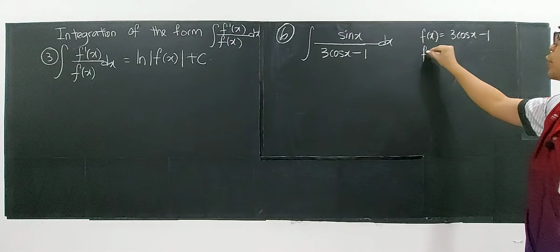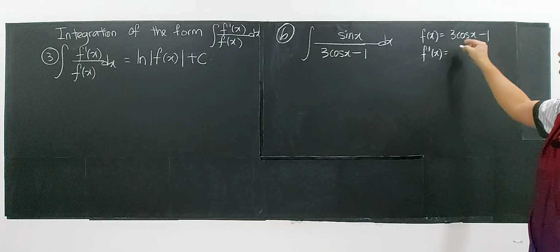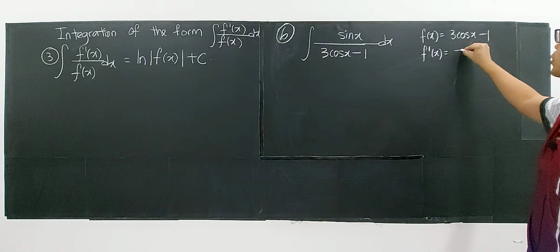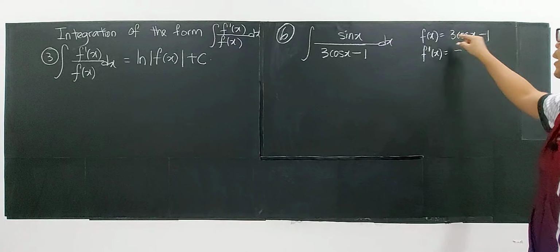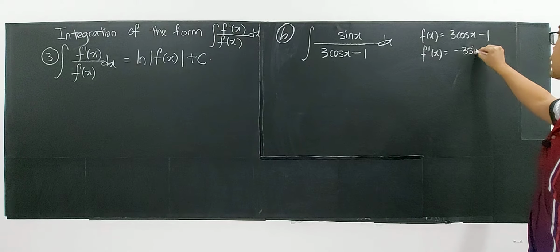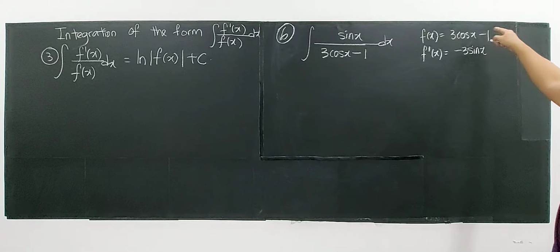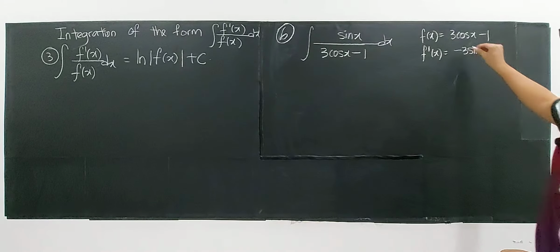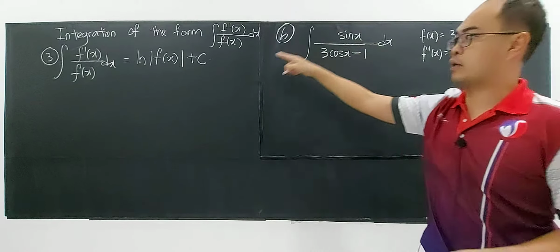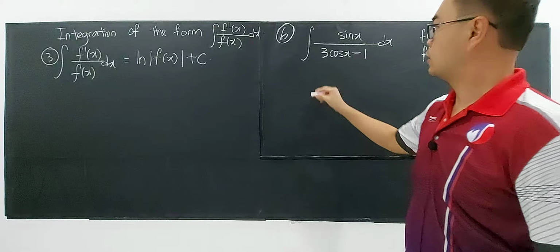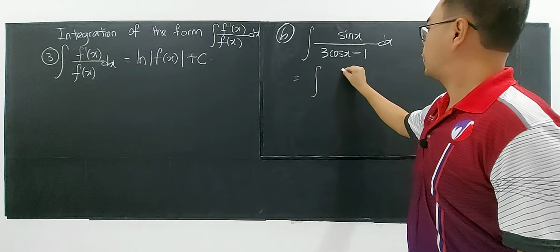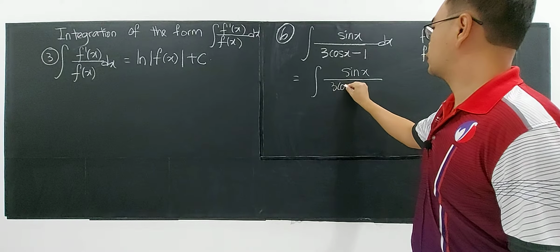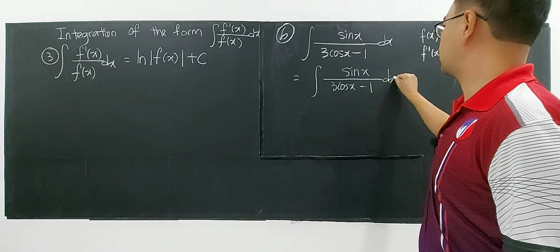If I differentiate 3 cos x, you differentiate cos and you get negative sine x, so negative 3 sine x. And the negative 1, you differentiate, getting 0. So as long as you have a negative 3 there, you can apply that formula. I just write back sine x divided by 3 cos x minus 1 dx.